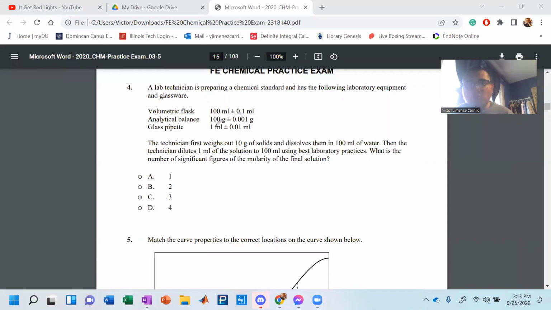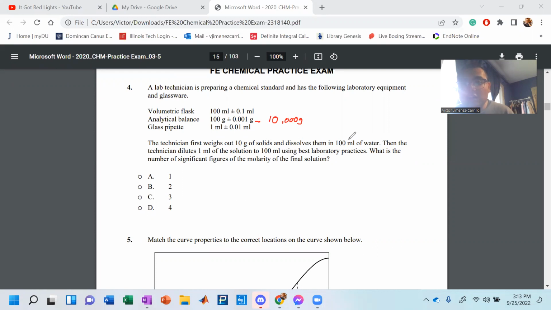Now, you also have to read the second part, where it says a technician first weighs out 10 grams of solid and dissolves them in 100 milliliters of water. So 10 grams is being weighed out, obviously, in the analytical balance, which is going to have 10.000 grams. We're assuming it's 100% ideal where all those significant figures matter. How many figures does it have? 1, 2, 3, 4, 5.